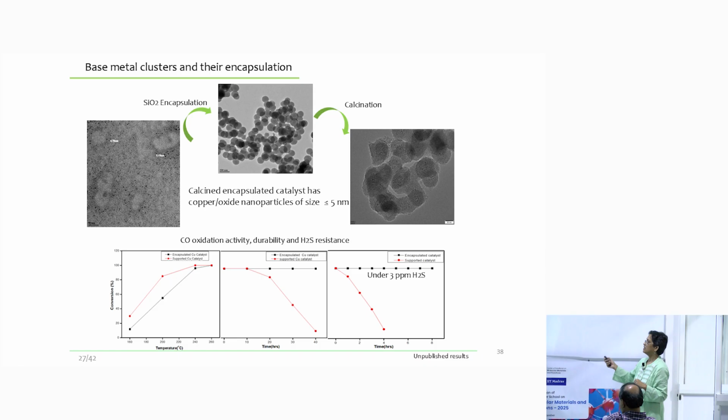And then of course this can be taken up to base metals. Copper catalysts, for example, are again notorious for getting affected by chlorine, any halogens, bromine and all that. So that also we could prevent by doing the encapsulation.